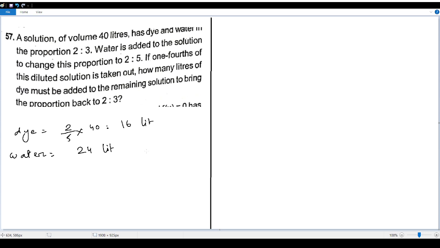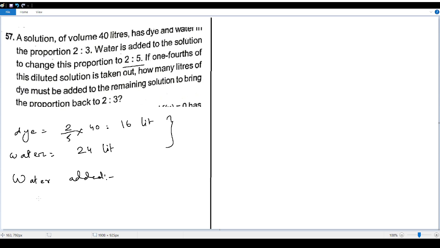Water is added to the solution to change its proportion to 2:5. Fine. Now, what is the activity done? Water added. And on adding water, what happens? To change this proportion to 2:5. That means water is added, but dye is still the same, right? In this mixture, water has been added, not dye. Dye is fixed. Water has been added, and the ratio has been changed to 2:5.